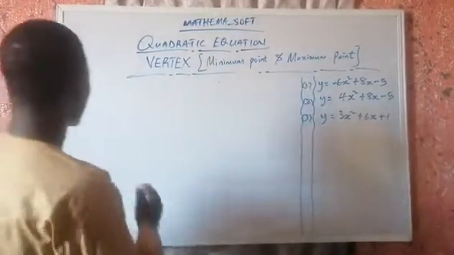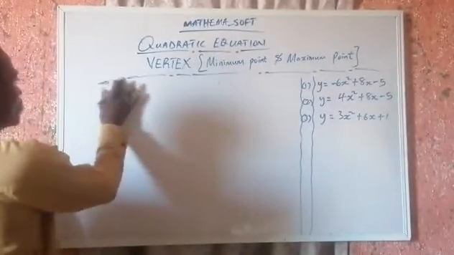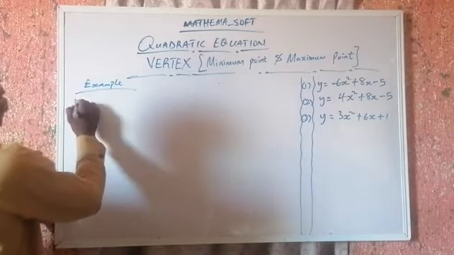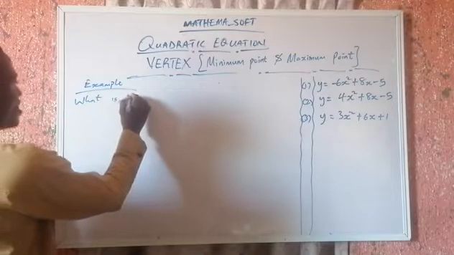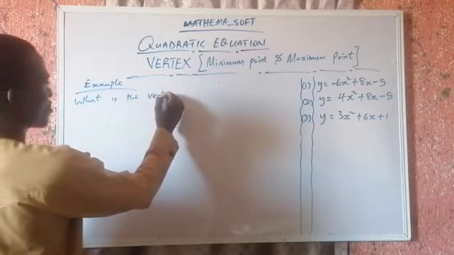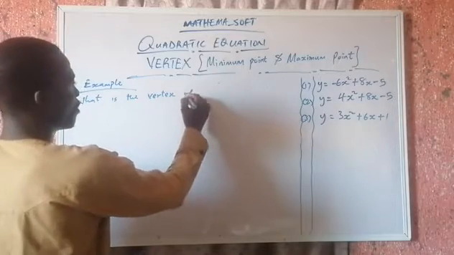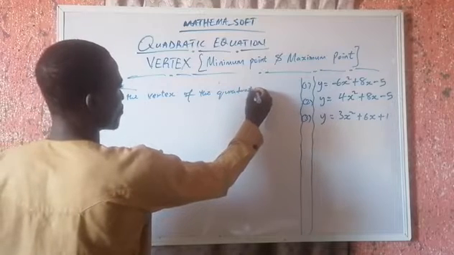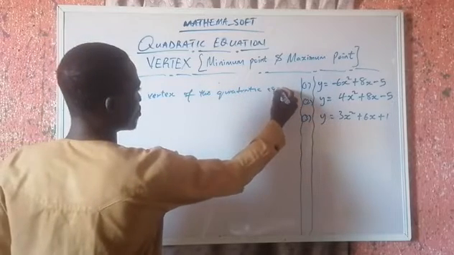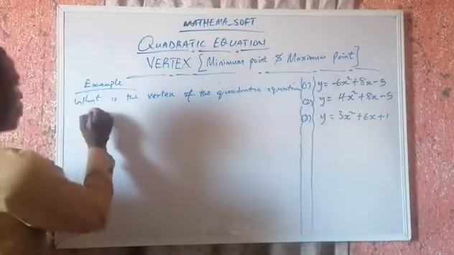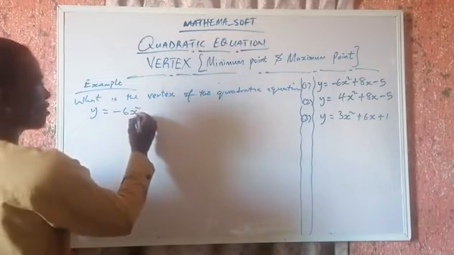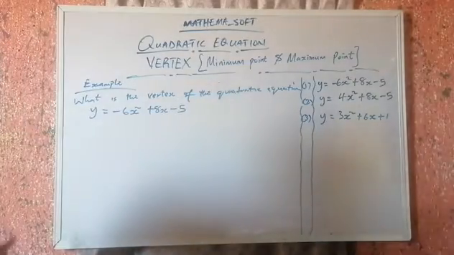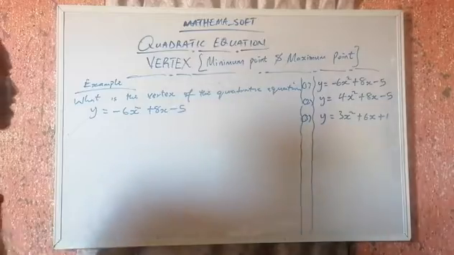We know that the vertex, or let's say example, what is the vertex of the quadratic equation y equals minus 6x squared plus 8x minus 5? So in this case, we are interested in knowing the vertex.